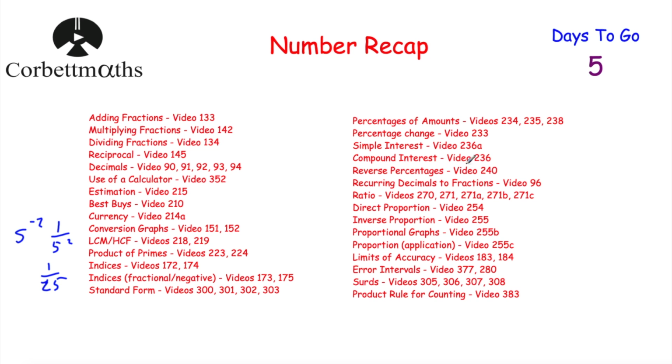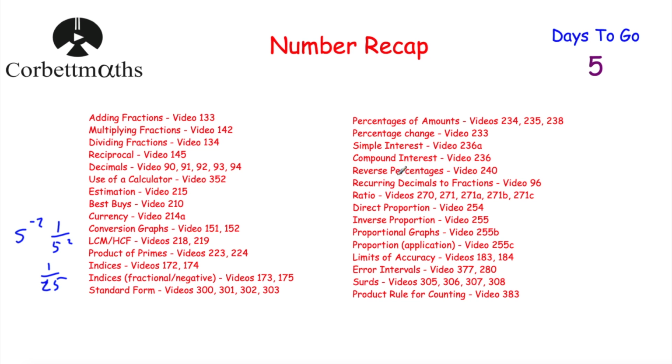In terms of reverse percentages, if something goes up by 7%, you'd have 107%. Then you just know that 107% equals such and such. You then divide both of them by 107 to find 1%, and then times by 100 to find the original amount. Alternatively, you could divide by the multiplier.